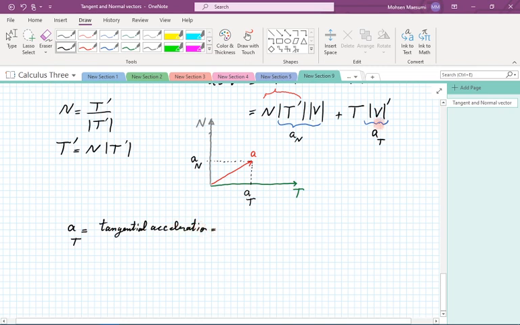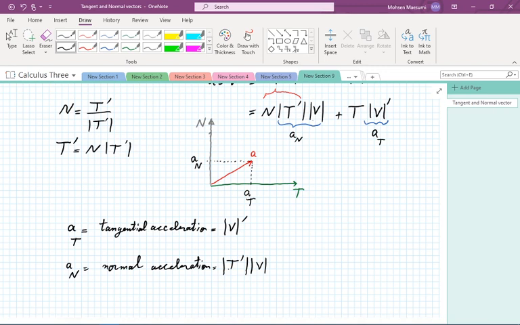So here a formula for it is V prime. A sub N, who's that? That's normal acceleration or normal component of acceleration. Who is that? Well, the formula for it here is the following. Now there are many different versions of writing these formulas, some of them easier than the others to implement, but we have these two formulas.